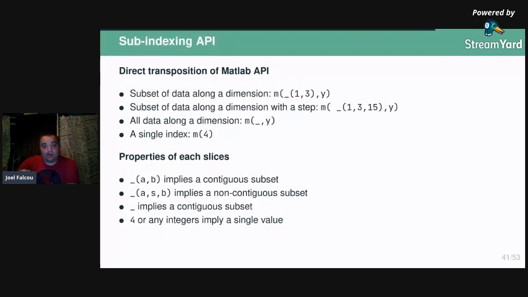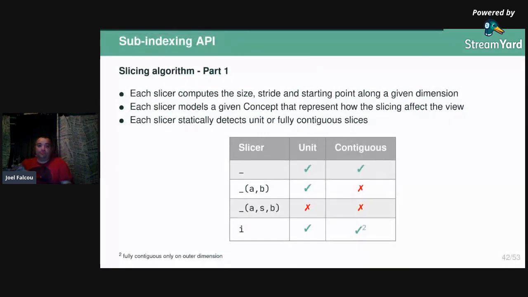Slicers have properties, because they may imply whether the slice you are looking at is contiguous or not, or a unit step or not. So we need to know what's going on. Every slice knows how to compute the new size, stride, and starting point along a given dimension. We just aggregate all that information to know how to recompute the views. We need to know if the slice gives us a unit stride again, and if the amount of data you will be looking at is actually fully contiguous.